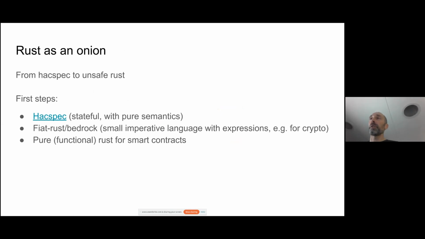As I said, this is an enormous project, and there are lots of parts of Rust that haven't been specified. So we're going to make very small steps, and I'd like to start with the simplest part, which is called hacspec, and I'll introduce that in a minute. I want to talk about three projects here and some of our contributions to those. Hacspec is a stateful part of Rust with a pure semantics. Then there's Fiat Rust and Bedrock, which is a small imperative language with expressions that is used especially for cryptographic code. And then we're going to look at pure functional Rust for smart contracts.